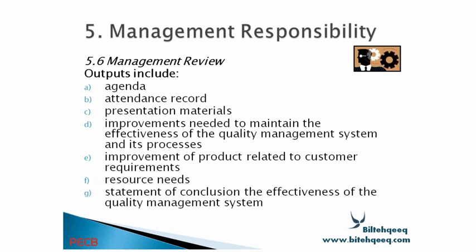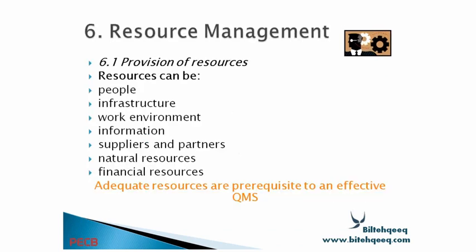Management review output includes agenda, attendance record, presentation material, improvement needed to maintain the effectiveness of the quality management system and its processes, improvement of the product related to customer requirements, resource needs, and a statement of conclusion on the effectiveness of the quality management system. So, if you are familiar with ISO 9000, the meeting will be in the same manner in which you are managing it for the ISO 9000 quality management system.